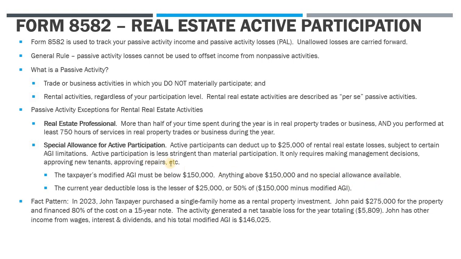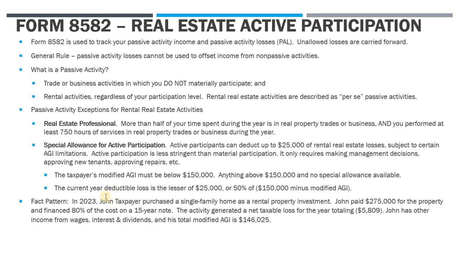In order to be considered an active participant, you have to do just a handful of things during the year. It could be as little as approving a new tenant. When you think about rental properties, you might have one or two tenants a year. To approve a new tenant, it's not a lot of time spent. So just doing that in and of itself can get you this active participation qualification.